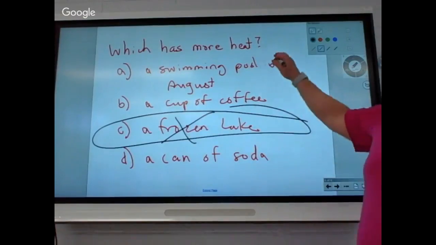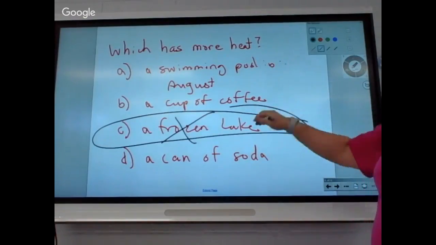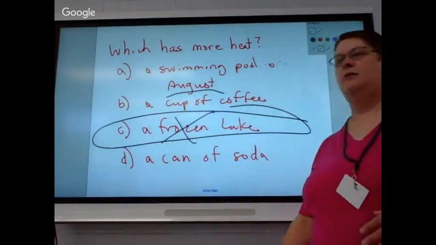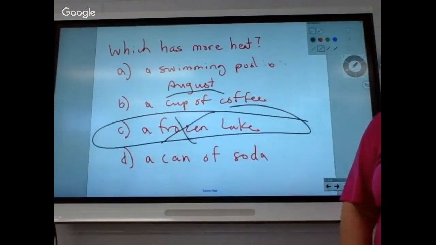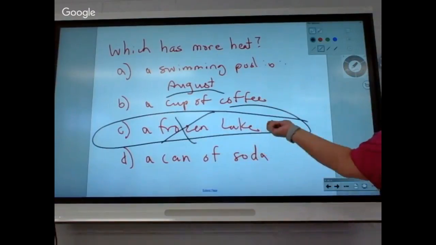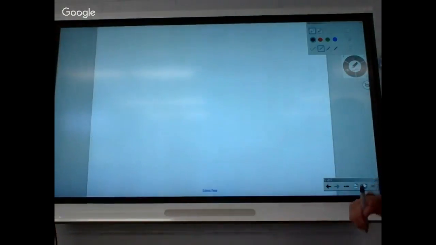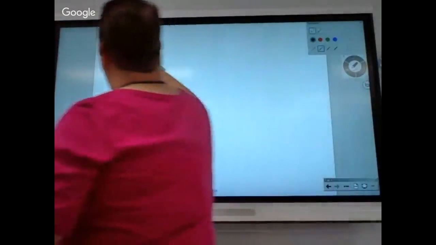Okay? We can put I don't know how many swimming pools inside of a lake. So even though we're talking August, it's still not going to outsize that lake. All right. Now, how do we measure heat?